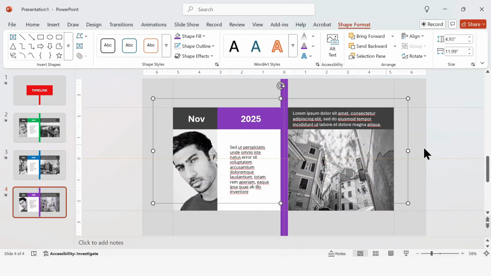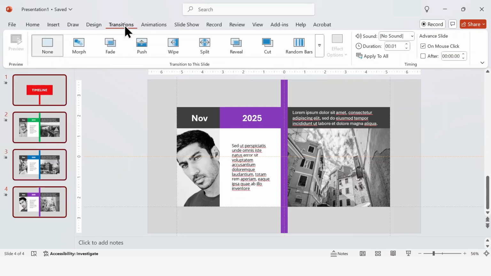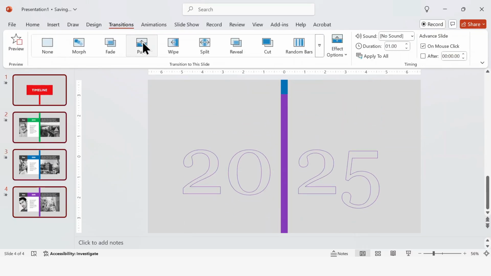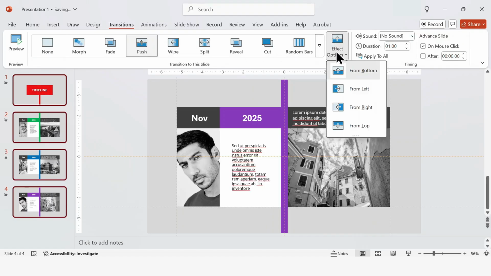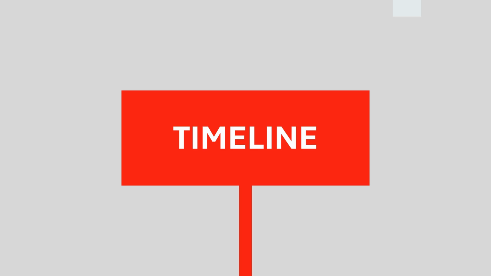Once you've finished building all your slides, select them all, go to the Transitions tab, and choose Push. In the Effect options, make sure it's set to From Bottom to create a smooth vertical flow through your timeline. And that's all there is to it.